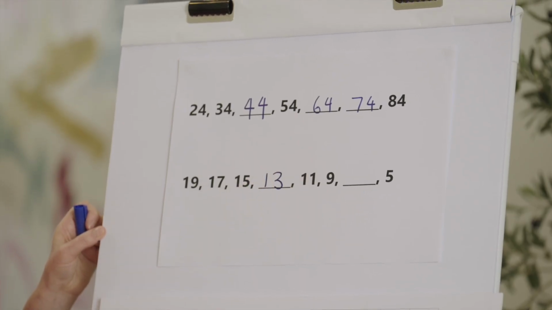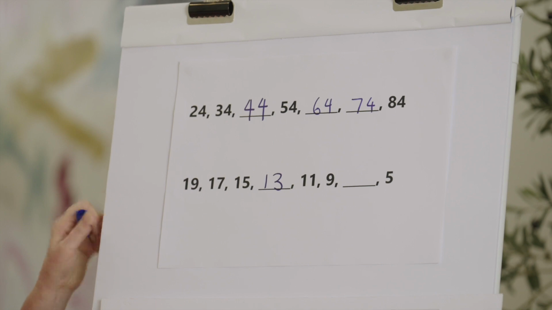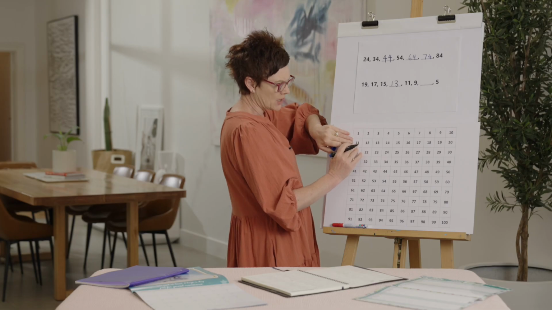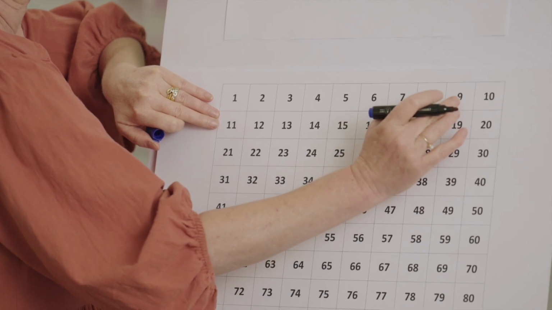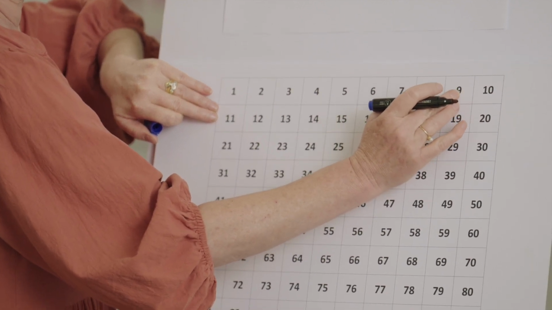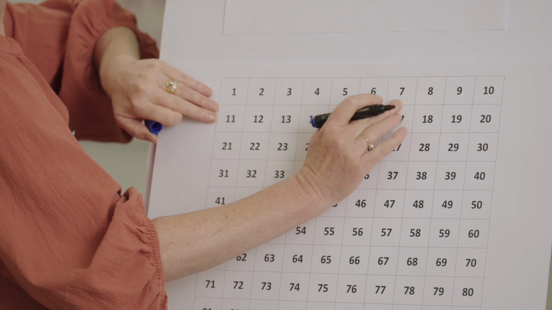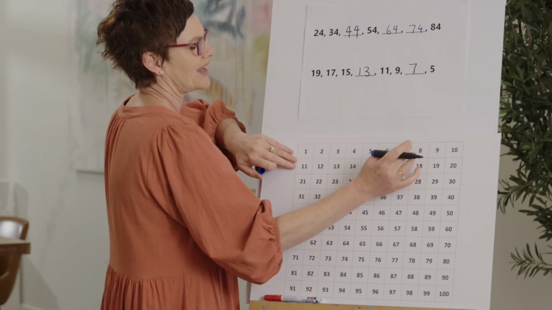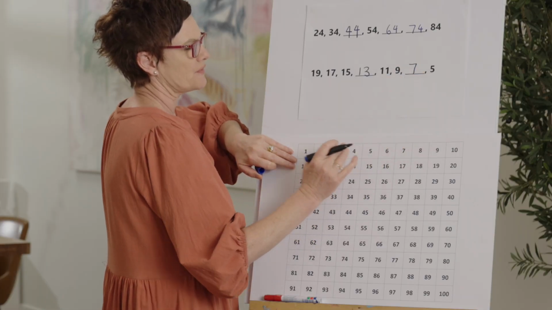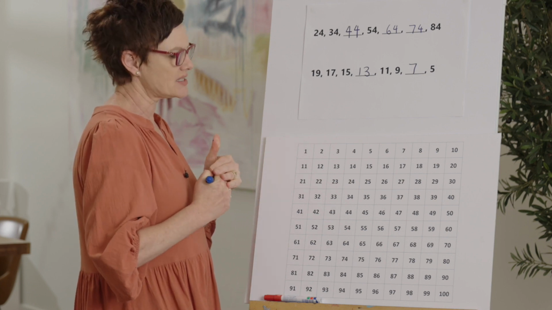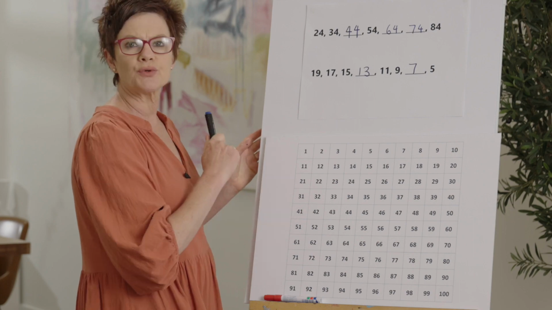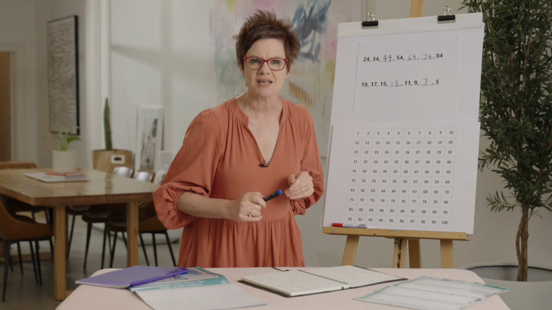Good. We jump backwards by 2, 11. Jump backwards by 2, 9. Jump backwards by 2, 7. And jump backwards by 2, 5. Aren't number patterns fun? Nice mystery solving there. We'll do a few more in later lessons.